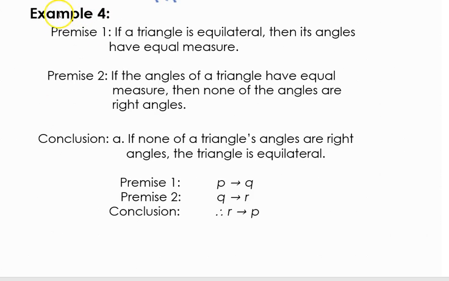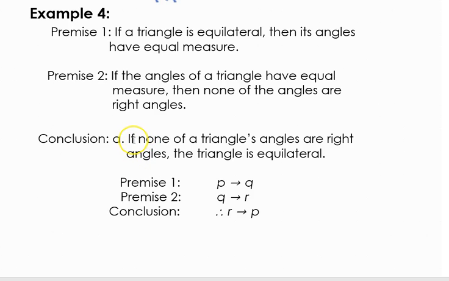Example 4. We're asked which conclusion can be drawn from the following premises using transitivity. So our correct answer needs to use transitivity, which is if P then Q, if Q then R, therefore if P then R. If a triangle is equilateral, then its angles have equal measure. If the angles of a triangle have equal measure, then none of the angles are right angles.